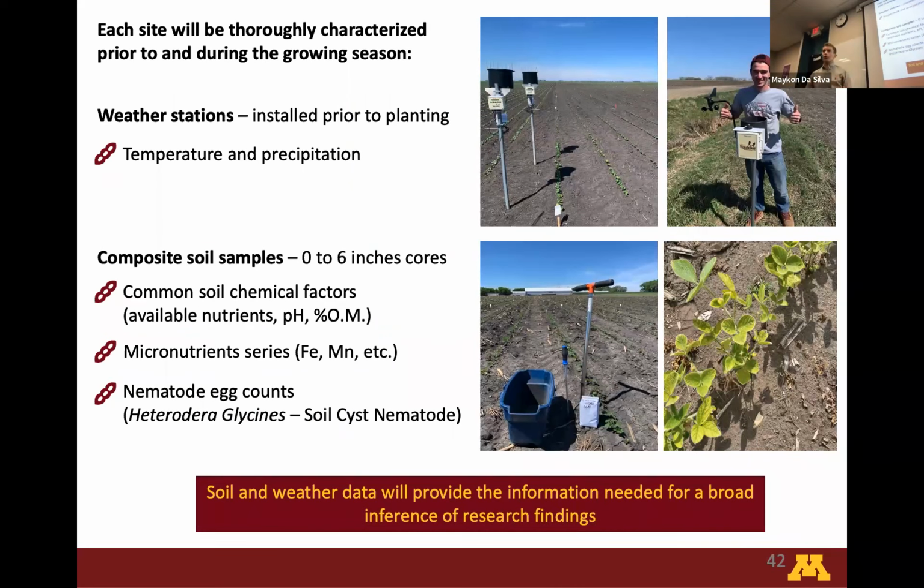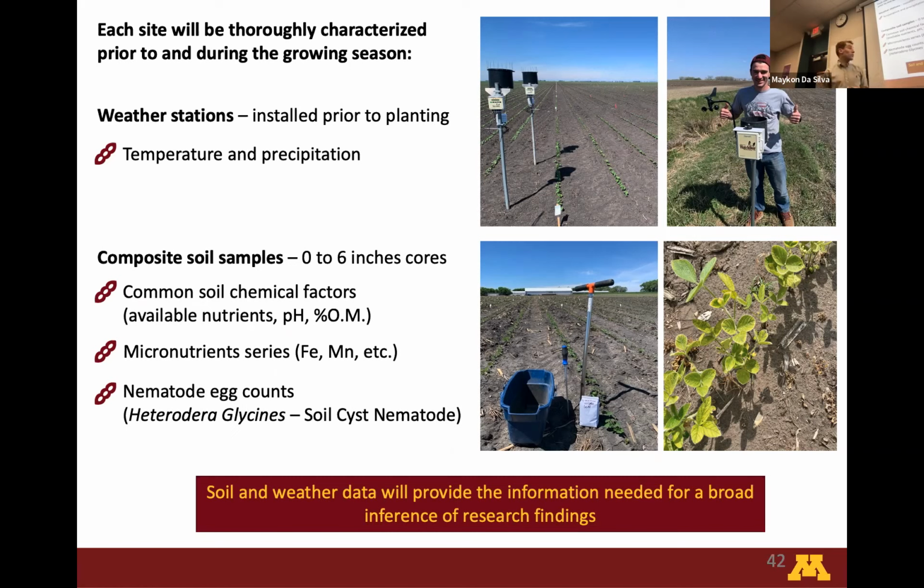Each site will be thoroughly characterized prior to and during the growing season regarding soil and weather data. Weather stations will be installed prior to planting in each of the locations and will provide average daily temperature and accumulated rainfall. Composite soil samples will be collected right after planting and will be sent for laboratory analysis for common soil chemical factors, micronutrient series, and nematode egg counts.